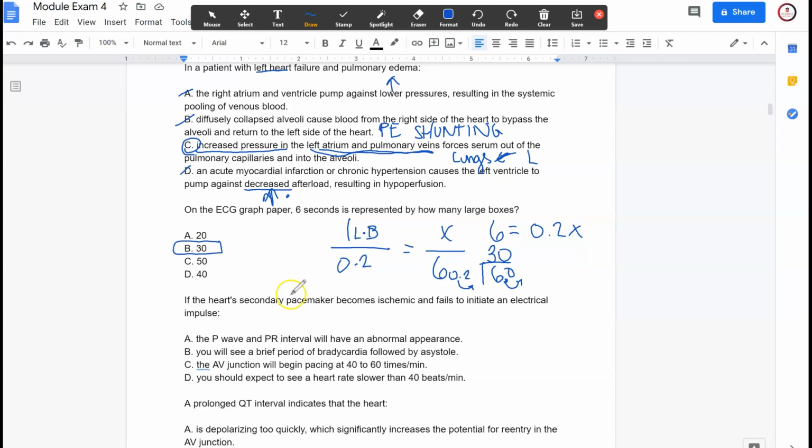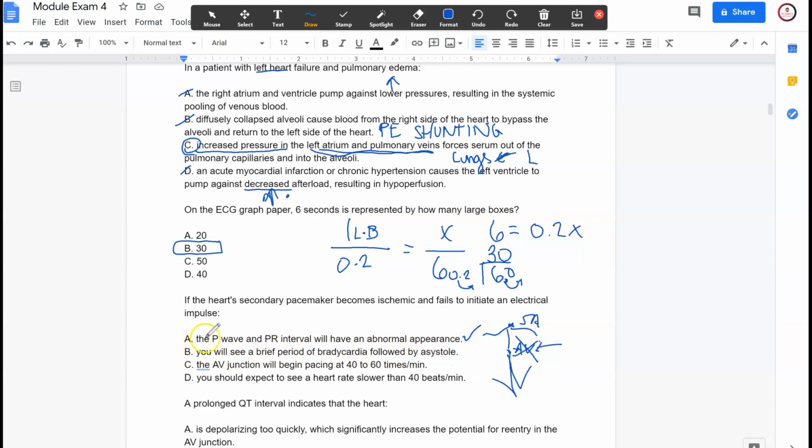If the heart's secondary pacemaker becomes ischemic and fails to initiate an electrical impulse, right? So we've got your SA node, your internodal pathways, your AV node, and then your Purkinje fibers and your bundle of His. So if your AV node fails to initiate an electrical impulse, P wave and PR interval will have an abnormal appearance. I mean, maybe that's if you have a P wave, but hold on to that one for now. You will see a brief period of bradycardia followed by asystole.